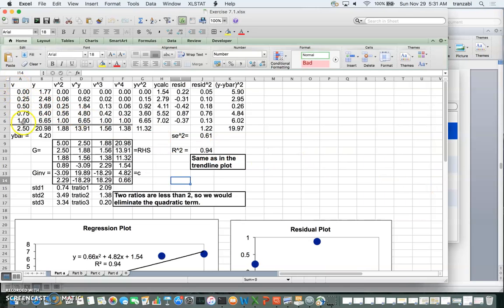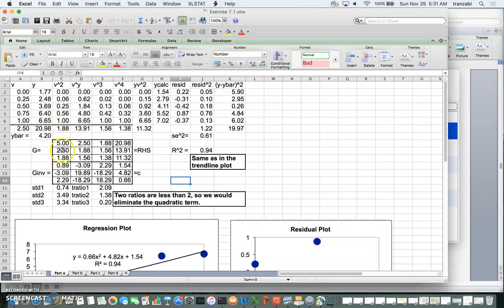So we create the V column and the Y column, basically X and Y. We know that we have to create a G matrix, and for the G matrix we need V squared, V times Y, V cubed, V to the 4th, V times Y squared. We also create a column for Y calc because we want to calculate the residual based on the Y calc, residual squared, and Y minus Y bar squared to get the correlation coefficient. And down here we have the sum of each column.